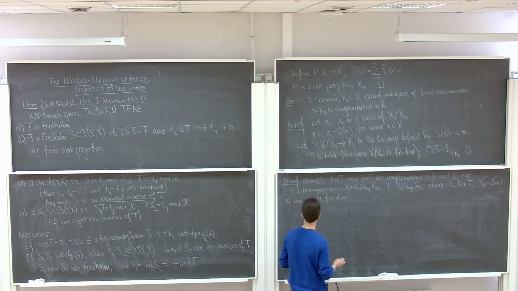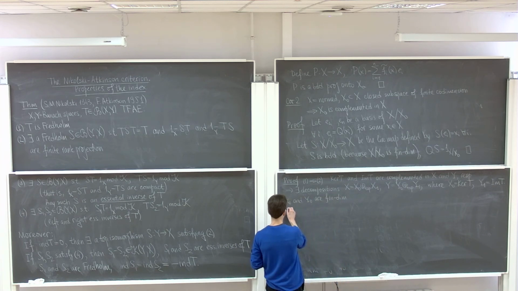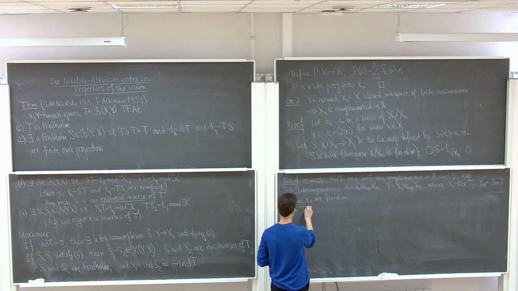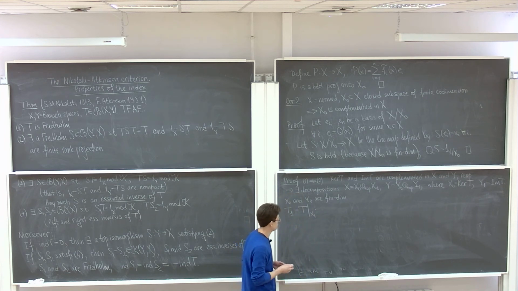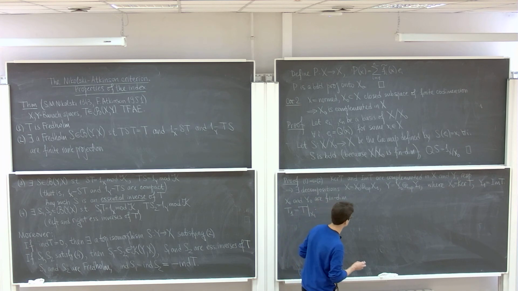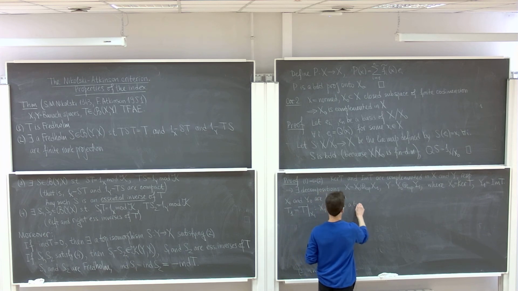Okay. Let's now observe that if we restrict T to X1, let's denote this restriction by T1, then this operator is a topological isomorphism of X1 onto Y1. This is a topological isomorphism by the inverse mapping theorem.